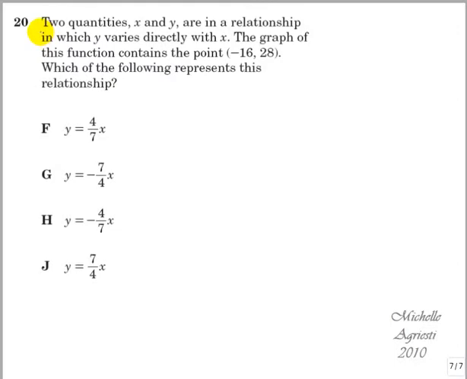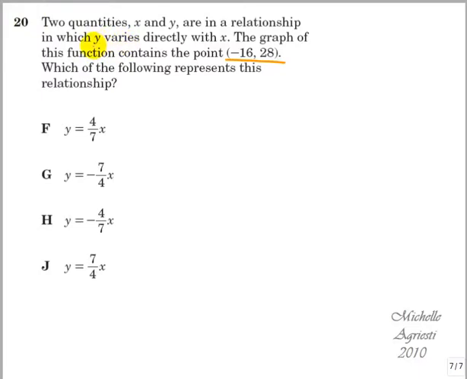Two quantities, x and y, are in a relationship in which y varies directly with x. The graph of this function contains the point (-16, 28). Which of the following represents this relationship? And I've got 4 equations, all in slope-intercept form. I just need to figure out which one matches this data.